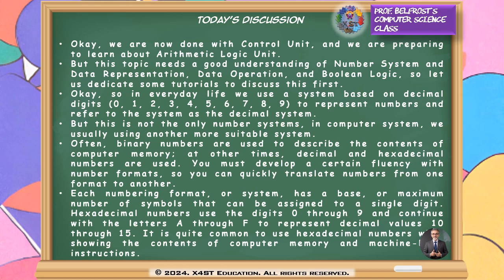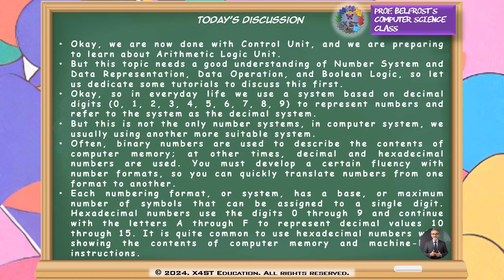In everyday life, we use a system based on decimal digits, the decimal number system. We use 10 symbols to represent anything, any operation that we are using in our daily life. So the numbers 0, 1, 2, 3, 4, 5, 6, 7, 8, and 9 are used to represent numbers. This is the most common number system that we use every day, but this is not the only number system.